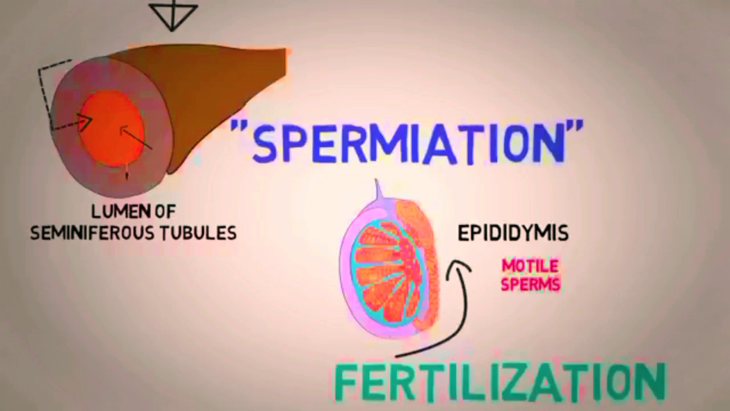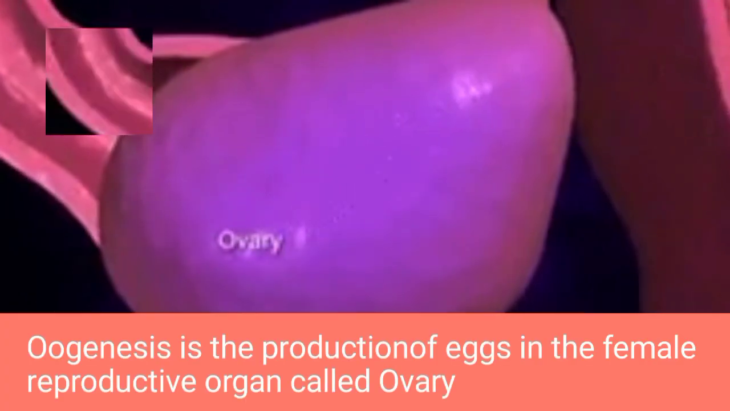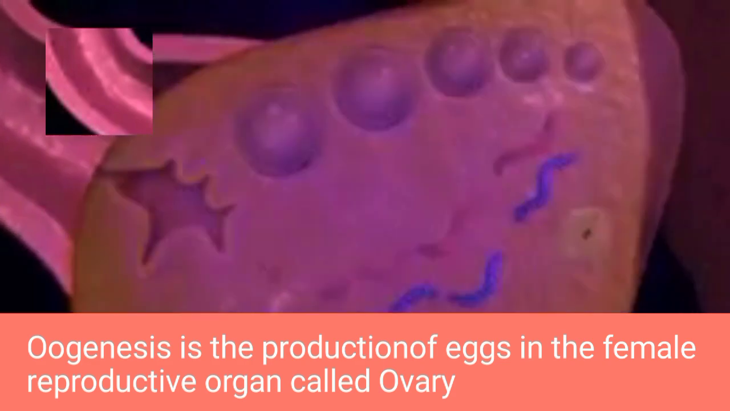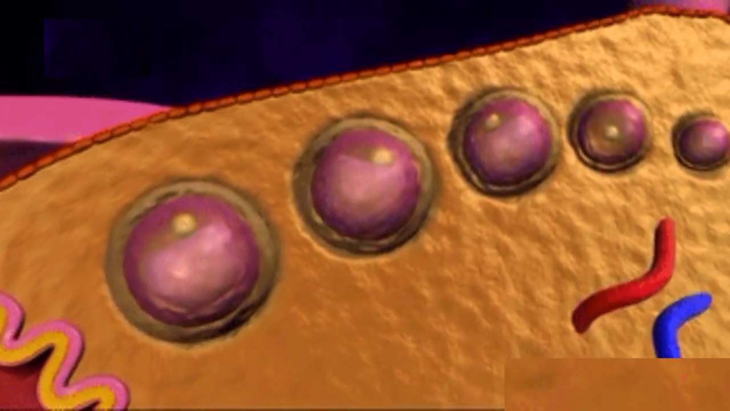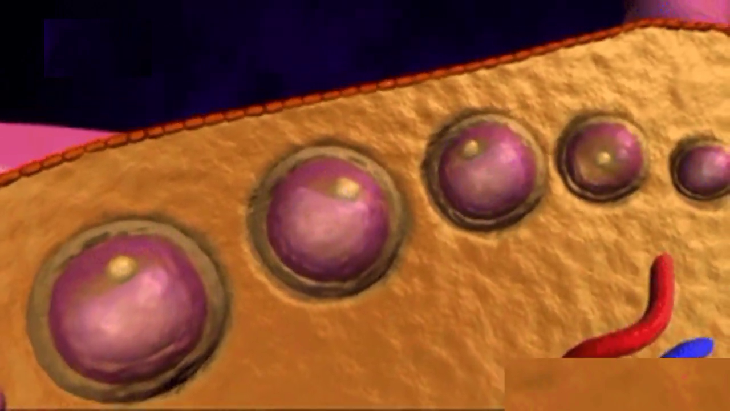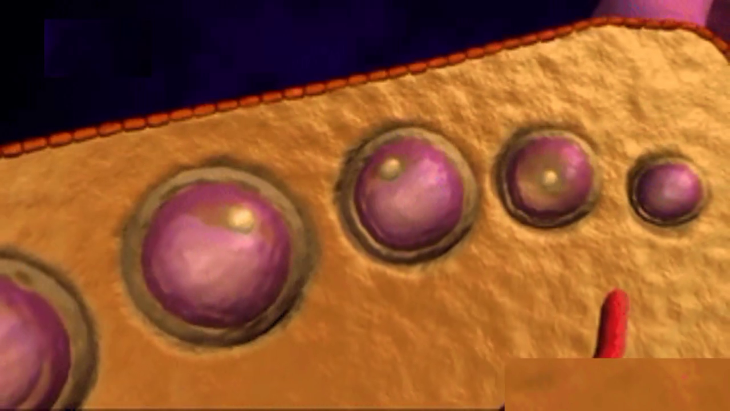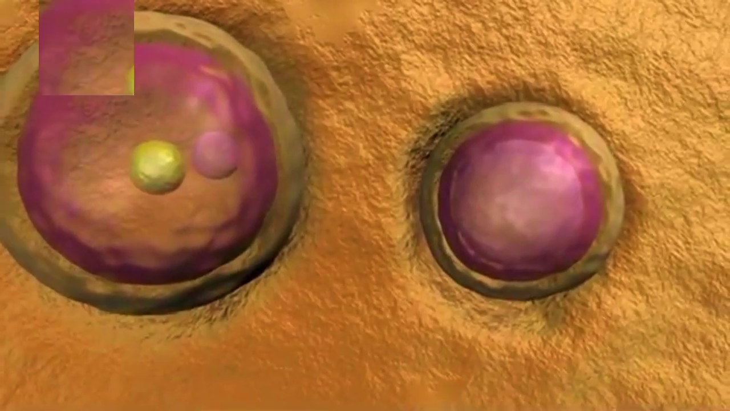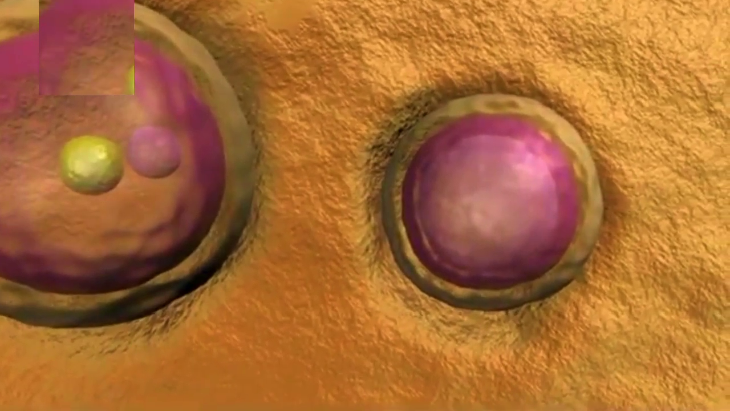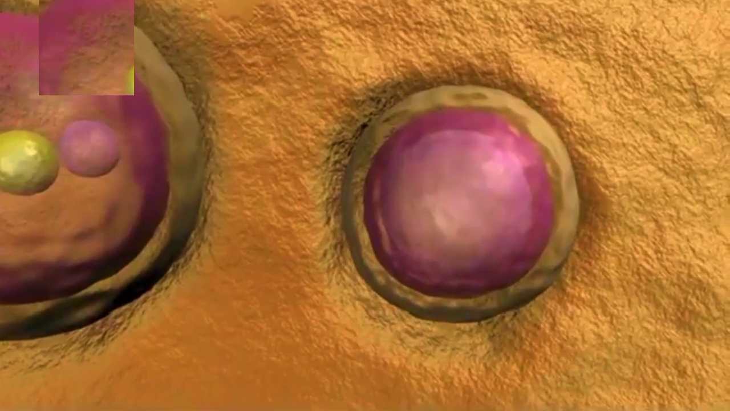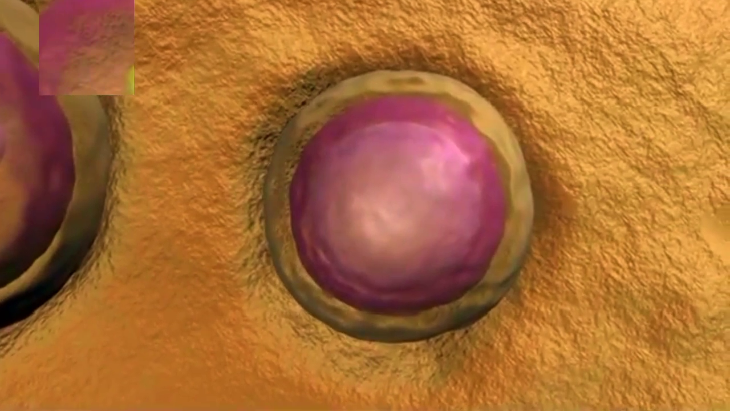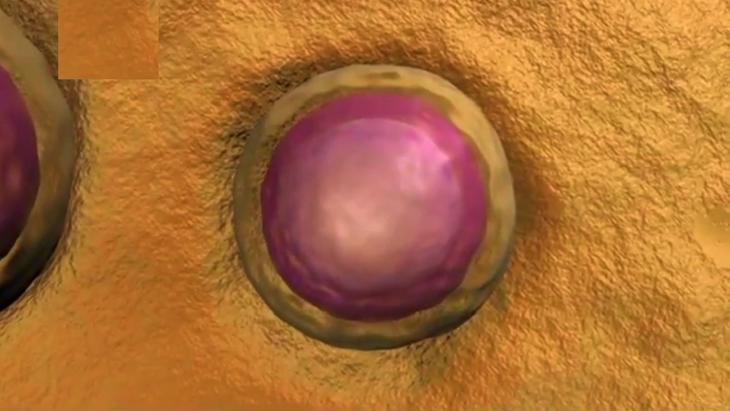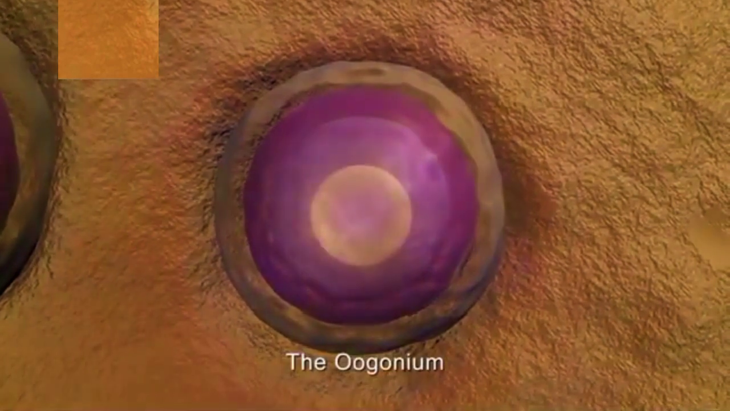Now let's look at the process of female gamete production called oogenesis. The production of eggs in the female reproductive organ called the ovary is known as oogenesis. There are large numbers of follicles in the ovaries. There is one primary oocyte in every follicle. And every month, one egg cell matures and is released into the fallopian tube to allow for fertilization to occur. The eggs are formed from the diploid parent cell formed in the ovaries of the reproductive system.